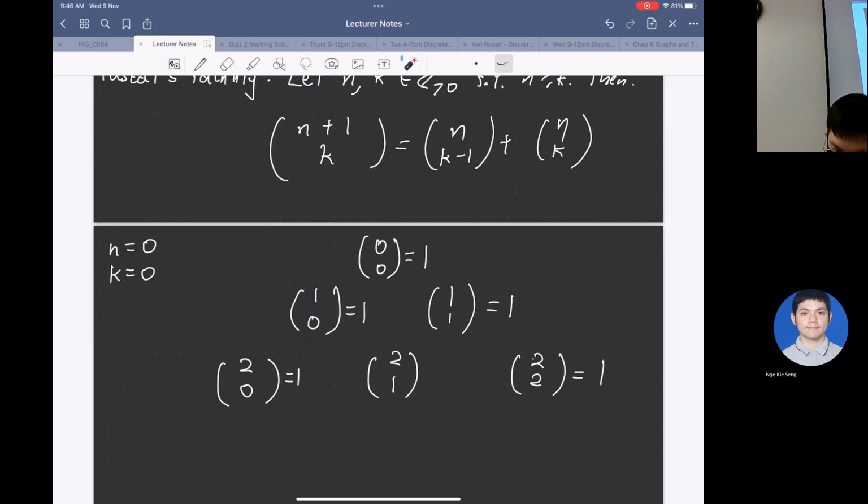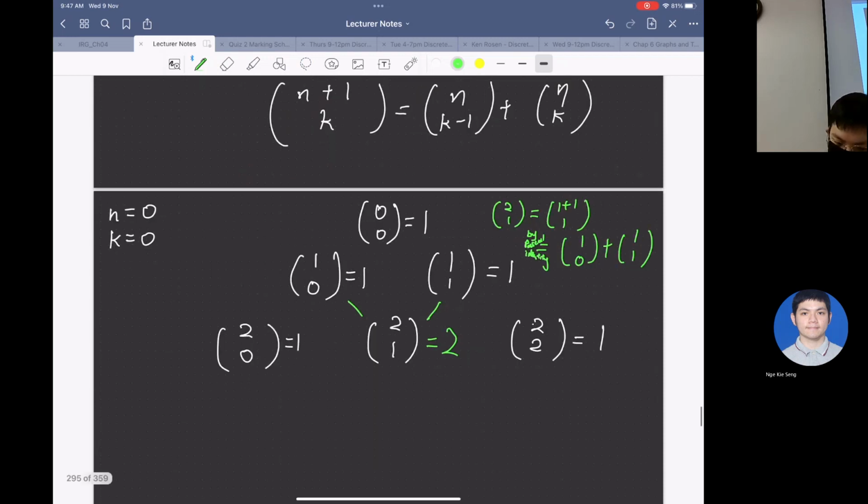2 choose 1, we can use this formula to get it. So 2 choose 1 is equal to, n in this case will become 1. Let me write down. 2 choose 1 is equal to (1+1 choose 1). So by the Pascal identity, you get 1 choose 0 plus 1 choose 1. So that means these two will make out the number, which is 2.